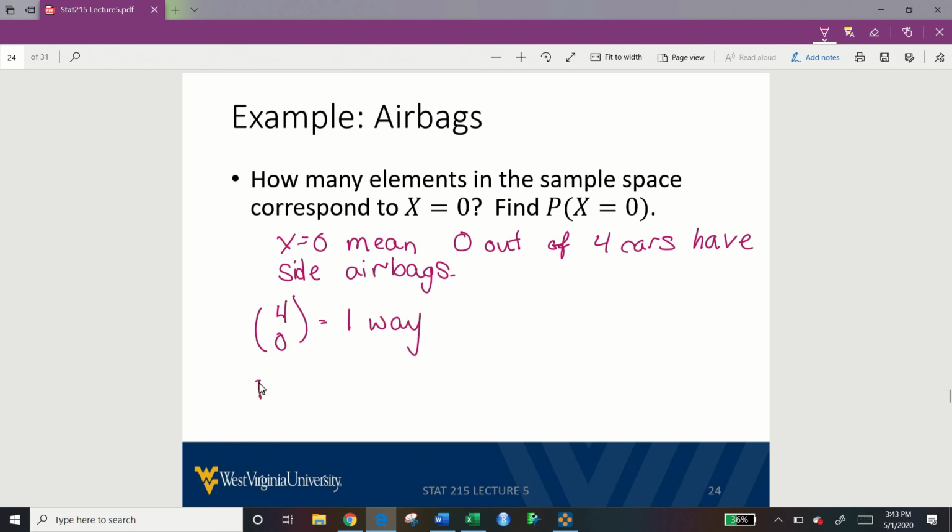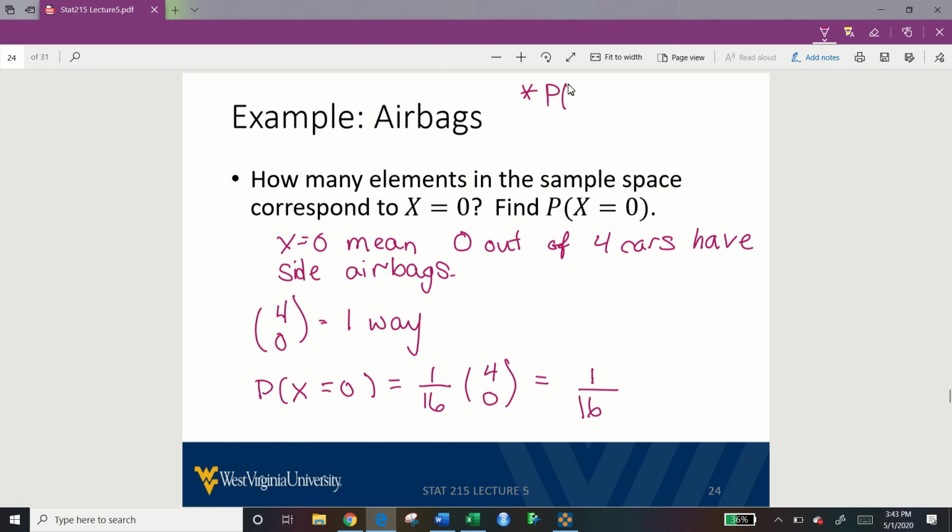Now to find our probability, we know that in our sample space there are 16 elements, so our probability is going to be out of 16. And using our choosing, it is going to be 4 choose x, which in this case is 4 choose 0, or 1/16. I'm going to put a star at the top to show our formula that I just developed.